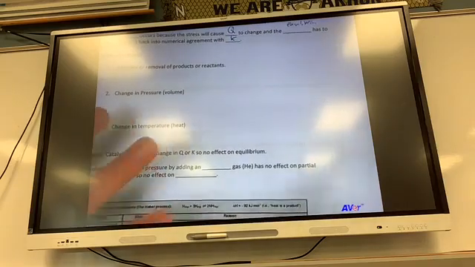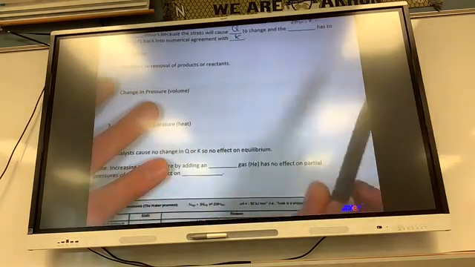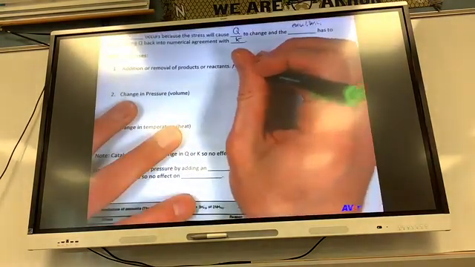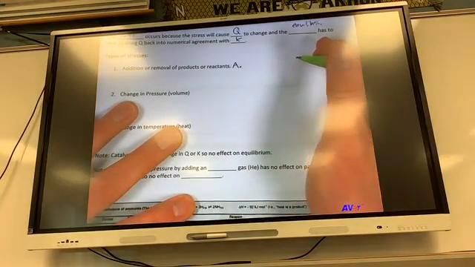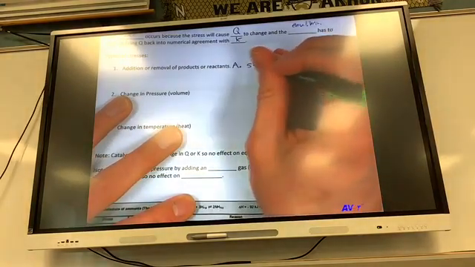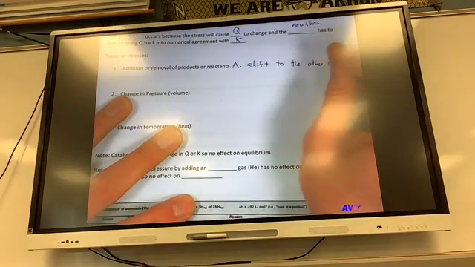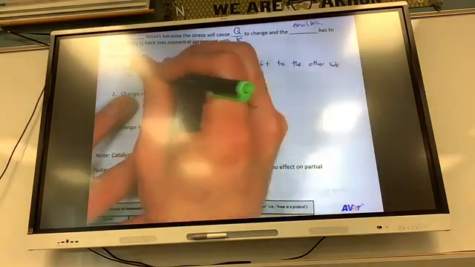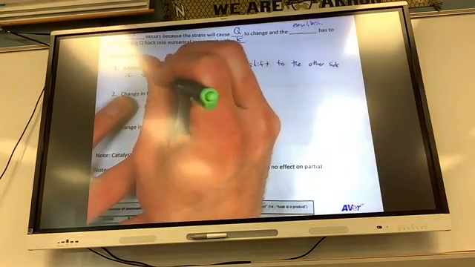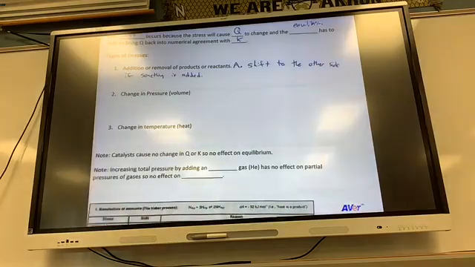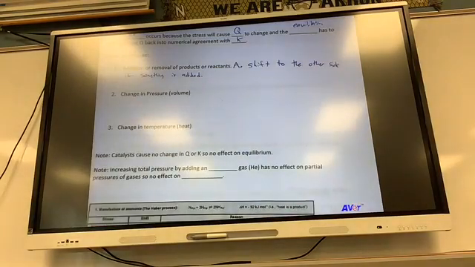Stress 1, we've talked about a little bit. Addition or removal of products or reactants. Part A, it will shift to the other side if something is added. So if something's added to the reactant side, it shifts to the right. Something's added to the product side, it shifts back to the reactants, it shifts left.